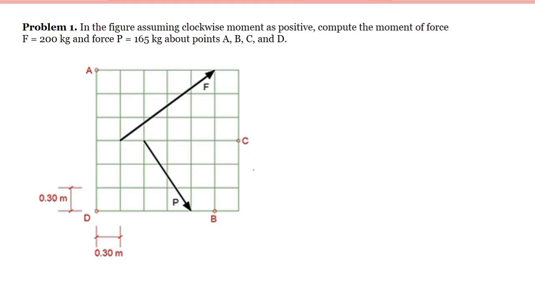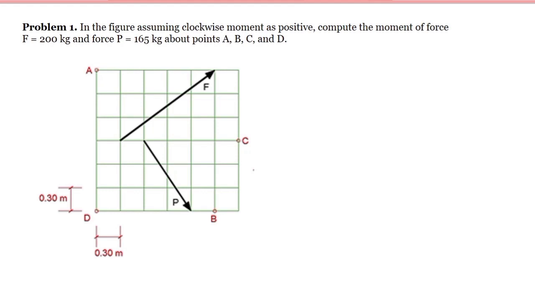Problem number 1. In the figure, assuming clockwise moment as positive, compute the moment of force F, which is equal to 200 kg, and force E equal to 165 kg about points A, B, C, and D. So in here, we first determine the direction of the components of each force.